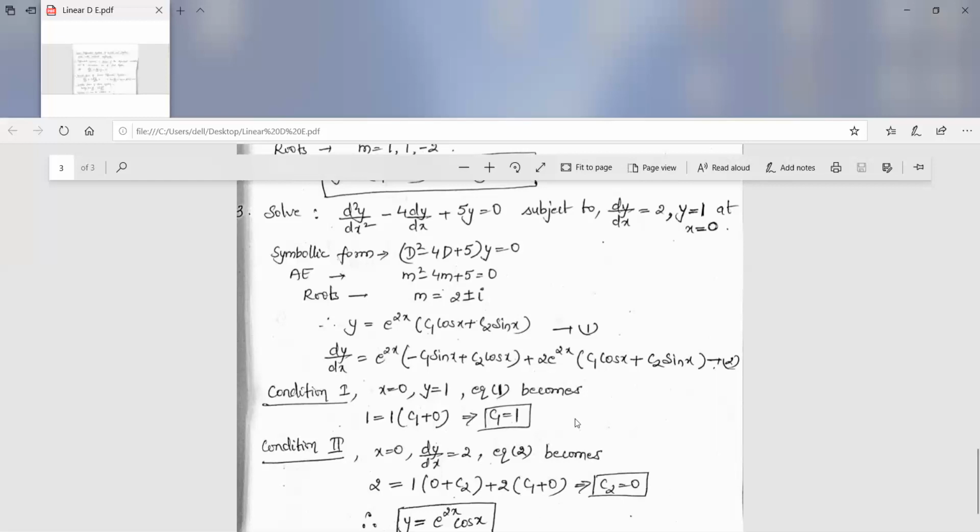So this is a technique to find out the values of constants when the conditions are given. This is also called initial value or boundary value problems. Now placing this c1 and c2 in the complete solution, that is equation number 1, we get y = e^(2x) cos x. So here we complete the homogeneous equation.